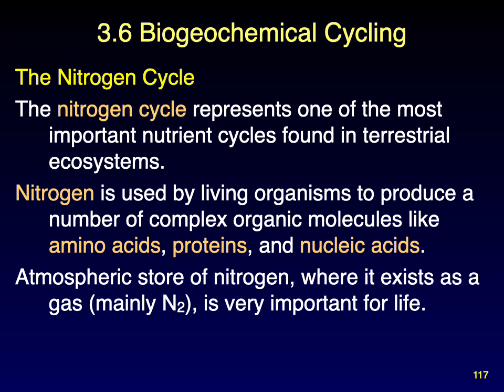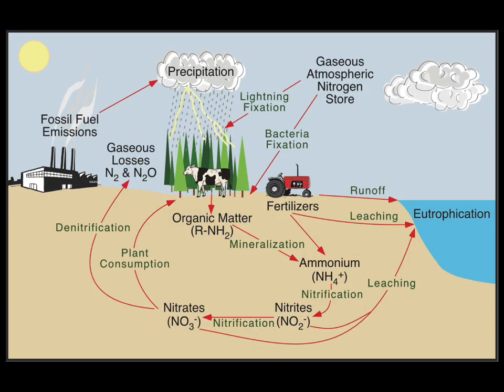Some organic molecules that contain a lot of nitrogen include amino acids, proteins, and nucleic acids. On Earth, most of the nitrogen for ecosystems is stored in the atmosphere, and it's stored as nitrogen gas. N2 is the chemical formula. So this diagram represents the nitrogen cycle, and as I said, the atmosphere is the major store. We are increasing the amount of nitrogen in the atmosphere through fossil fuel burning, primarily coal and oil. And we also add nitrogen to soil systems through fertilization in order to have our crops grow.